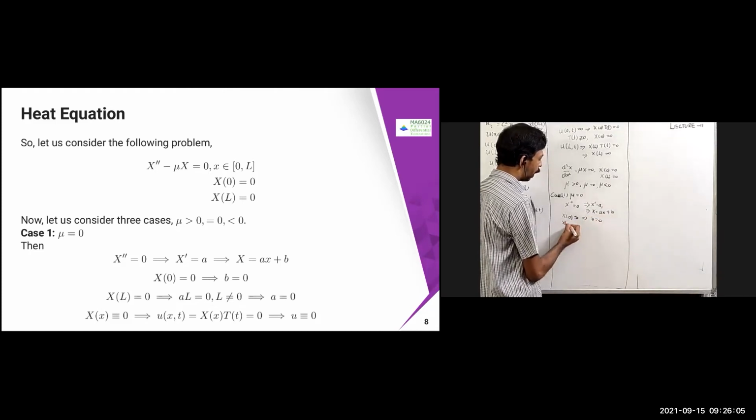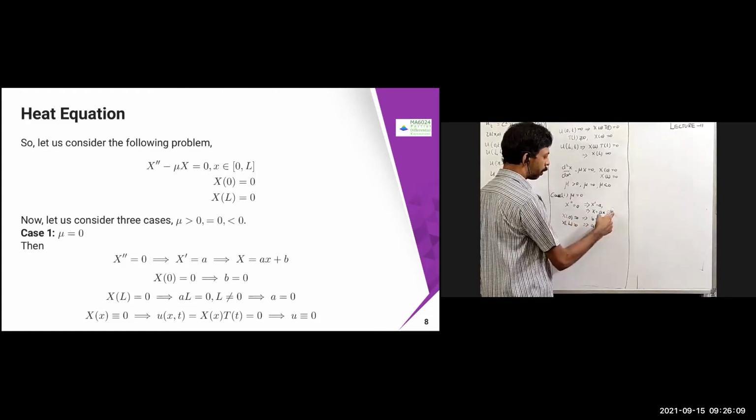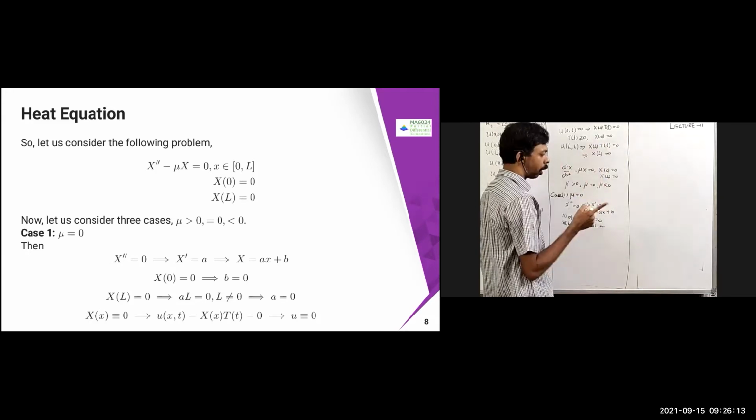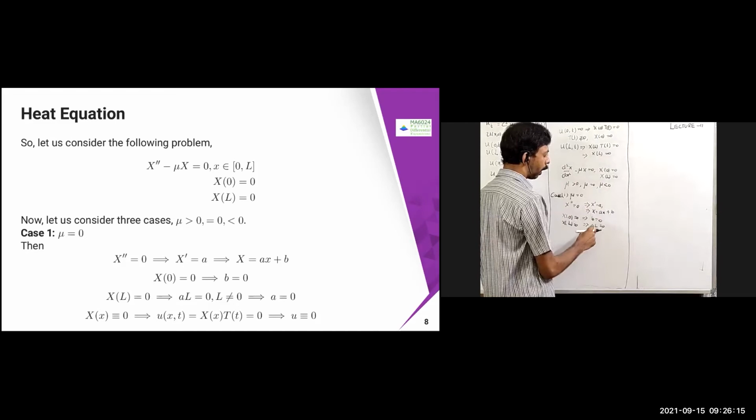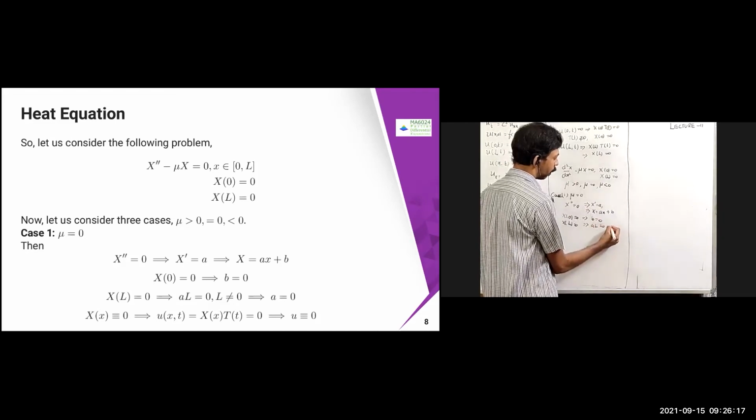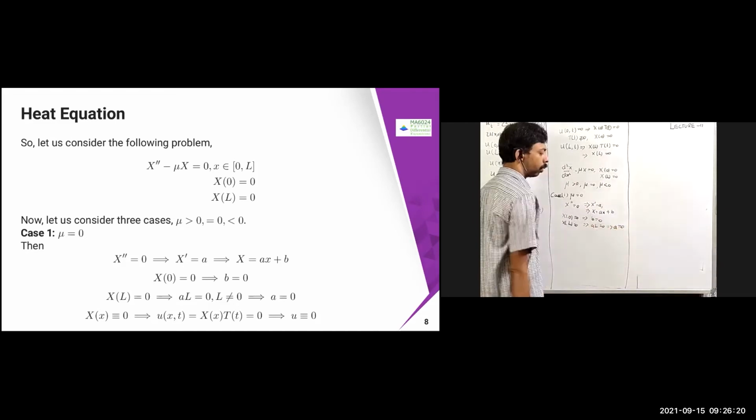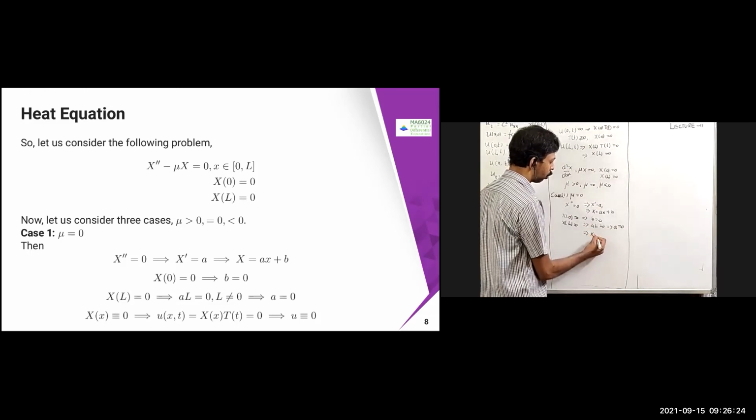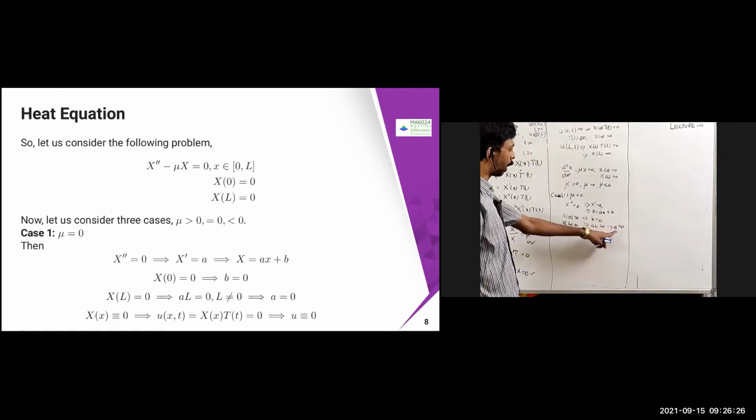Now, if x of L equal to 0, this is going to imply AL equal to 0, since b is already 0 due to this condition. L is a positive number, it's an interval. Therefore, L is not equal to 0, which implies A is equal to 0. Since A is also 0 and B is also 0, you are going to get x equal to 0.